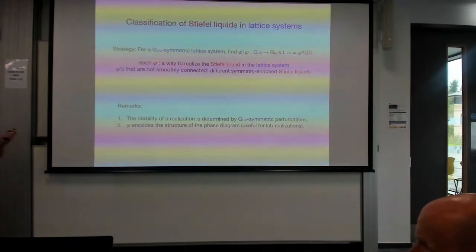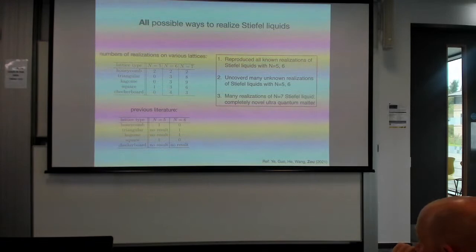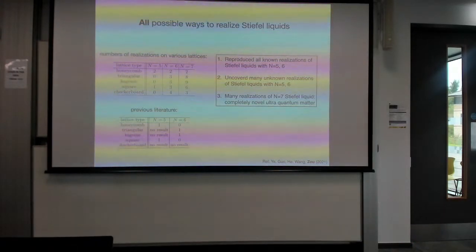There are some remarks which let me skip. Let me just show you the result. So this is a very systematic framework. We can do it very systematically, and we can find all possible ways to realize the spherical liquids. Here is the summary of part of the results. The more complete results can be found in the paper. So we can consider the Heisenberg lattice, minimal spin system, triangular lattice, kagome lattice, square lattice, and actually all of them. This is just a part of the results.